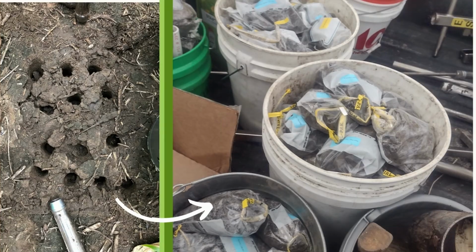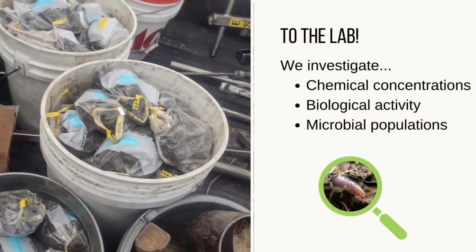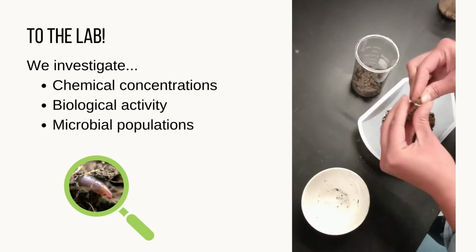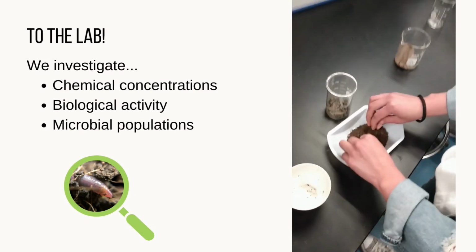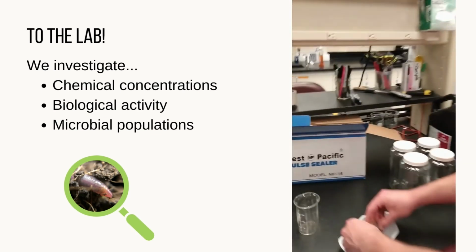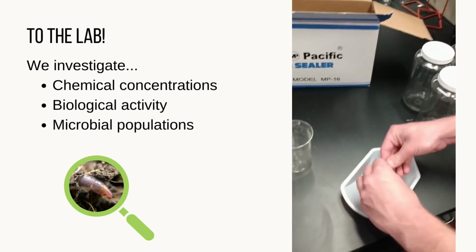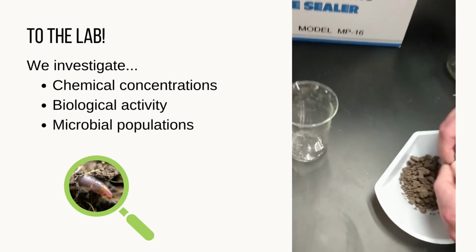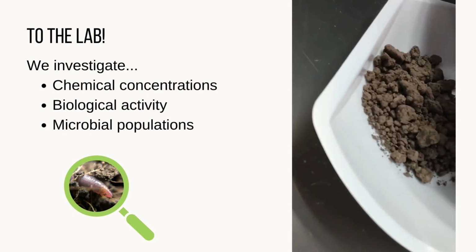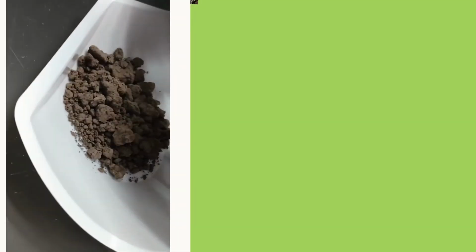We try and take as many samples as we can. We mix them all together, and then we remove a part of that sample for analysis. And we may analyze the chemical concentrations. We may be looking at biological activity or microbial populations in the soil, but we want to make them representative of the whole landscape that we're looking at, and that's where good soil sampling comes in.